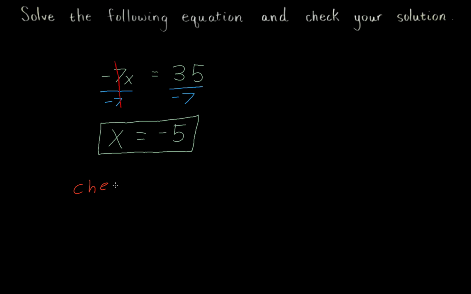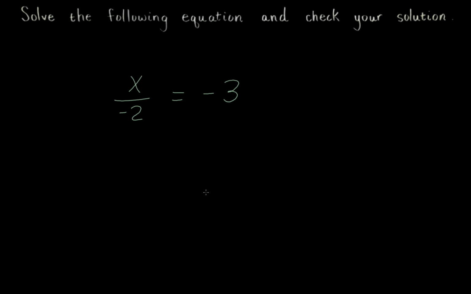Like we've done in the past two examples, we're just going to check it. Now, since x equals negative 5, we just plug a negative 5 back in for x in our original equation, and we have negative 7 times negative 5 equals 35, sorry about that. And a negative times a negative is always a positive, so we're going to have positive 35 equals 35. And since 35 equals 35 is a true statement, we know that our answer is correct.